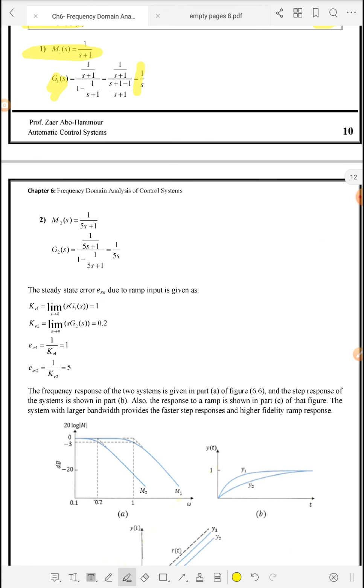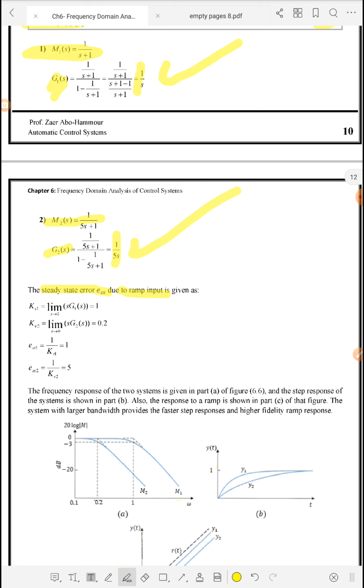While for the second system, g2 will be 1 over 5s. Okay, and regarding the steady state error analysis due to ramp input, since the plant here is system type 1, and the plant here is system type 1, we will estimate the error due to ramp input.